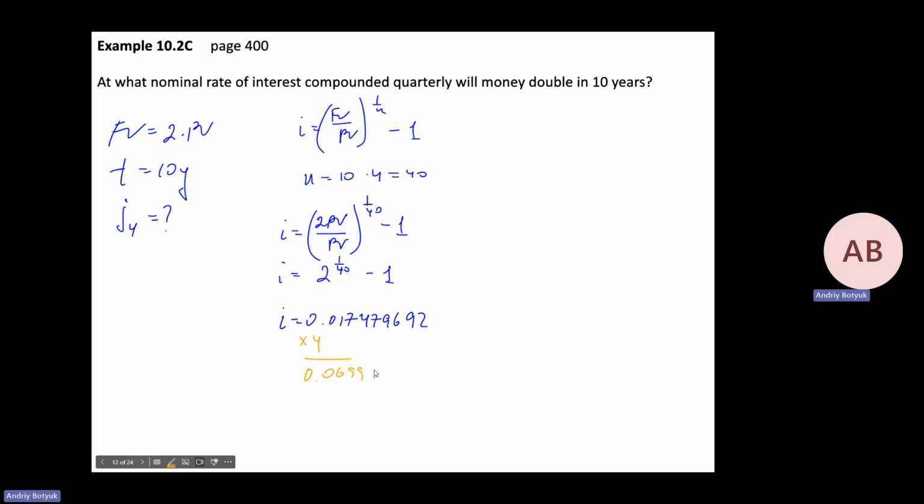0.069918... 18768. So I would say better to keep 6.99%. Then you round to 7.